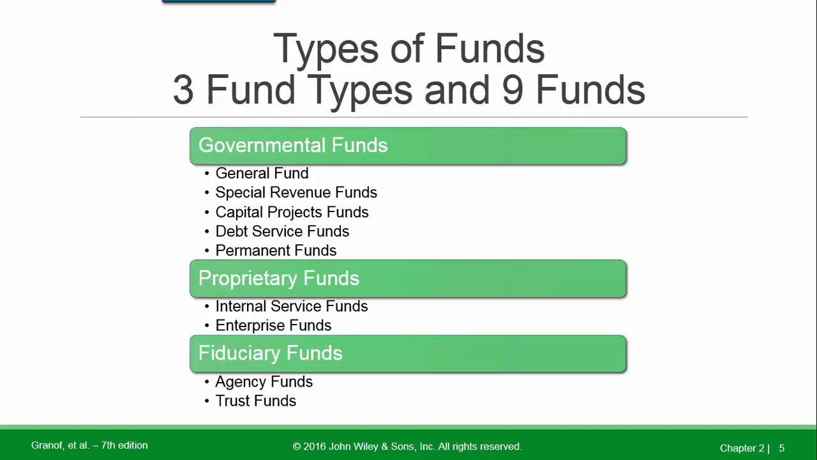We're back to 3 fund types, 9 funds. Governmental funds, 5: general, special revenue, capital projects, debt service, and permanent. Proprietary, 2: internal service and enterprise. Fiduciary, 2: agency and trust.